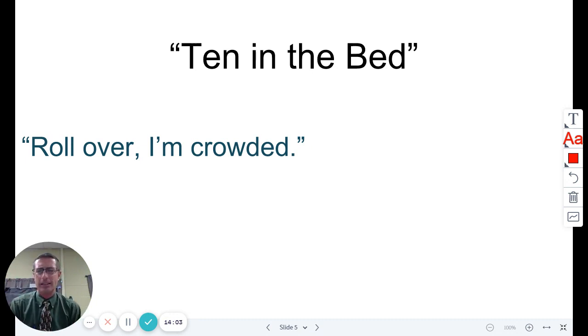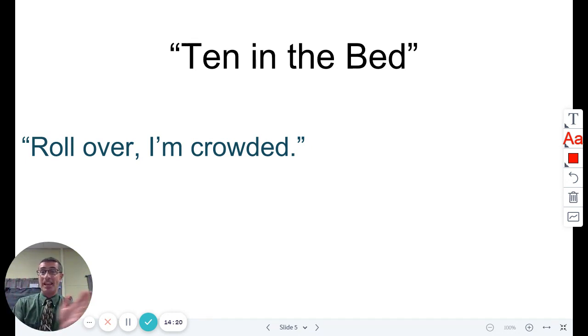There were six in the bed and the little one said. Everybody. Roll over, I'm crowded. So they all rolled over and one fell out.